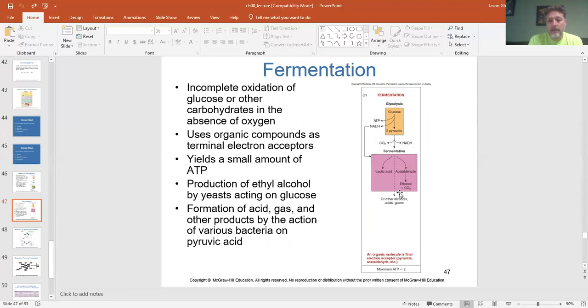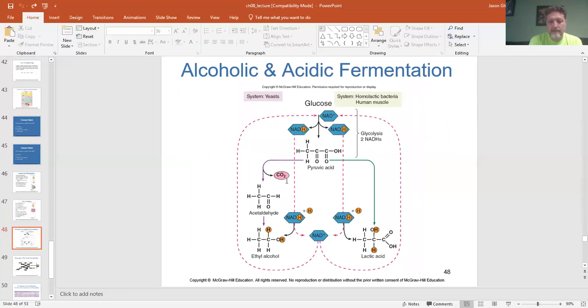Fermentation does not do the Krebs cycle, so it can't do the electron transport. It just stops at glycolysis. So it's a small amount of ATP, but glycolysis goes pretty fast, so they can still produce a lot of energy. Most of these products are going to be like acids or gases or alcohols. When our muscles start to burn, they produce lactic acid, but then we can recycle this lactic acid back up here and still get energy out of it.